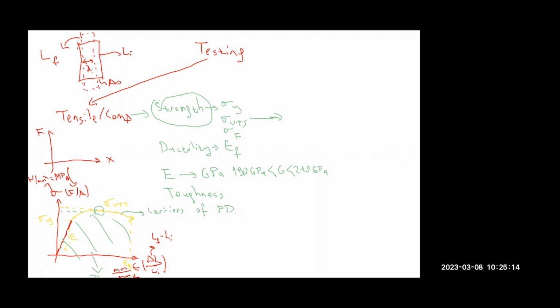For example, your application requires the stress levels of this much or this much. You want to make your material stronger to withstand the desired stress level. That is why you need some strengthening mechanism you need to activate. And if you don't know what the strengthening mechanisms are, you cannot activate them.